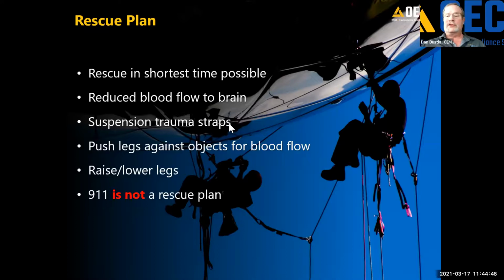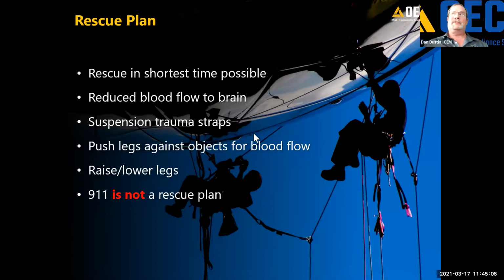Most of the newer harnesses come with suspension trauma straps. For those that don't, they are available as an add-on to most of the harnesses. What this allows me to do is create a step where I can stand up and take my weight off of my groin and onto the shoulder ring in the back. It distributes the weight a little more evenly.